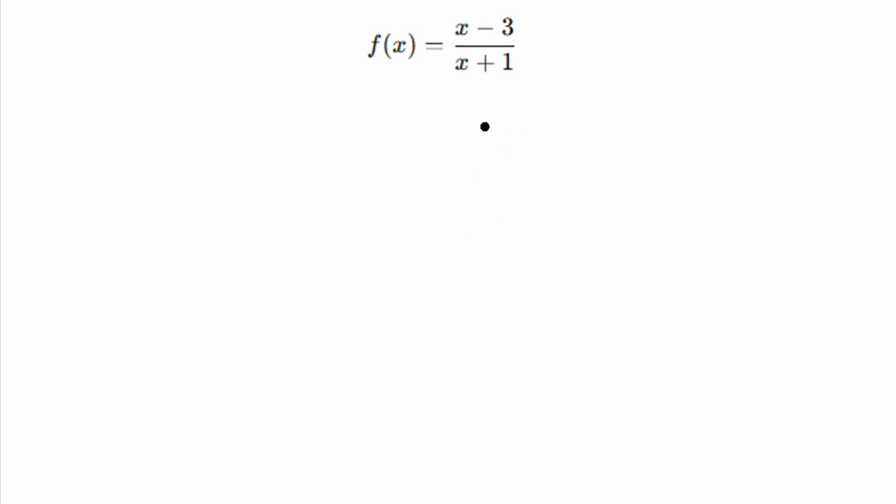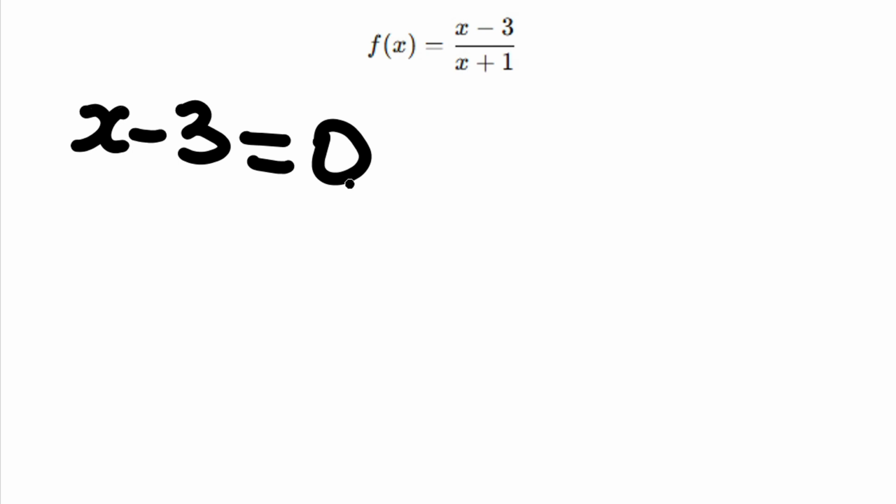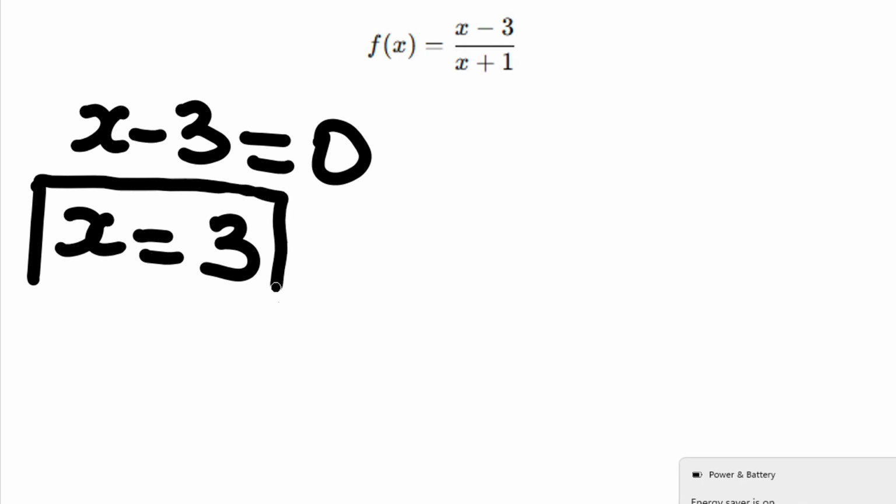For this one we have x minus 3 in the numerator and x plus 1 in the denominator. So we focus on the numerator. We equate the numerator to 0: x minus 3 equals 0. Then x is equal to negative 3 goes to the other side and becomes positive 3. So x equals 3 is the final answer. This is the zero for this particular function.